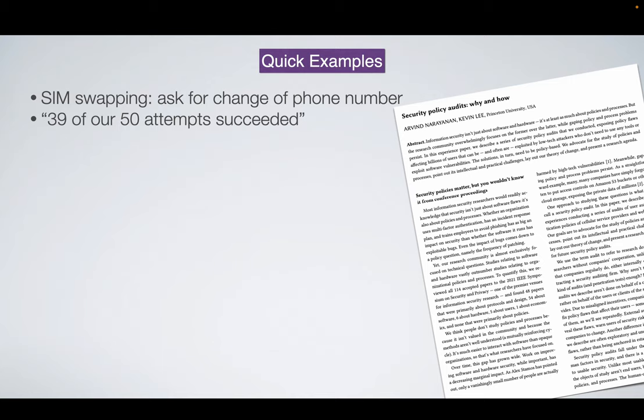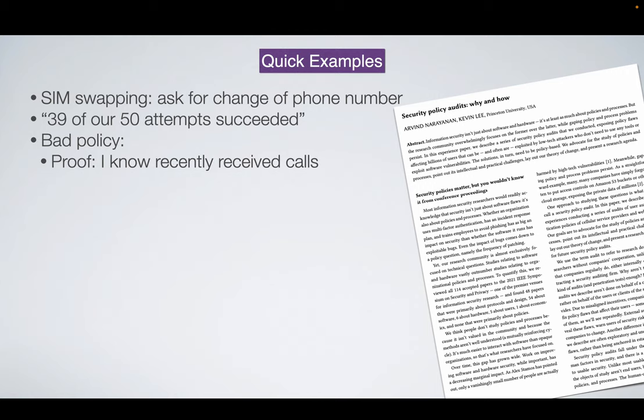These people called 50 different cell phone companies to do a SIM swapping attack on themselves. And they succeeded in 39 of the 50 cases. An example of a bad policy, there's lots, is you would call them up and say, okay, I lost my phone, I need to switch my SIM card. And they'd say, okay, no problem. Tell me the last three phone calls you received at that number. If you can tell me those last three phone numbers, then I'll believe it's actually you.